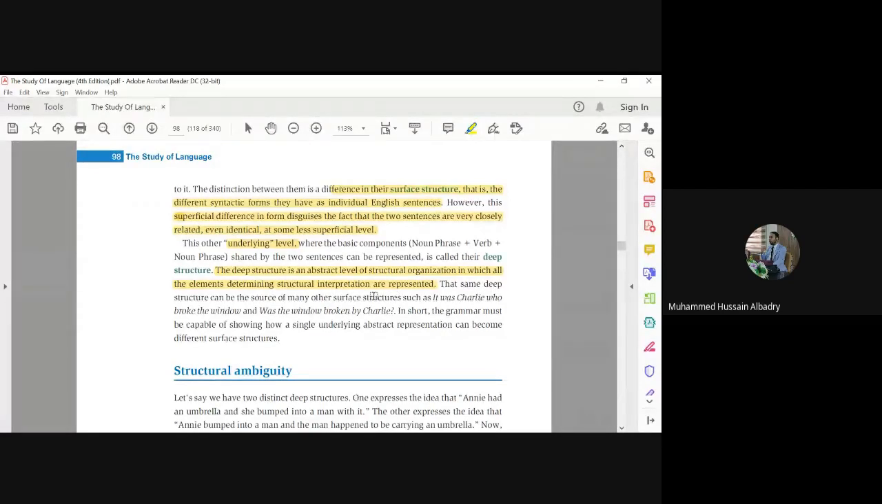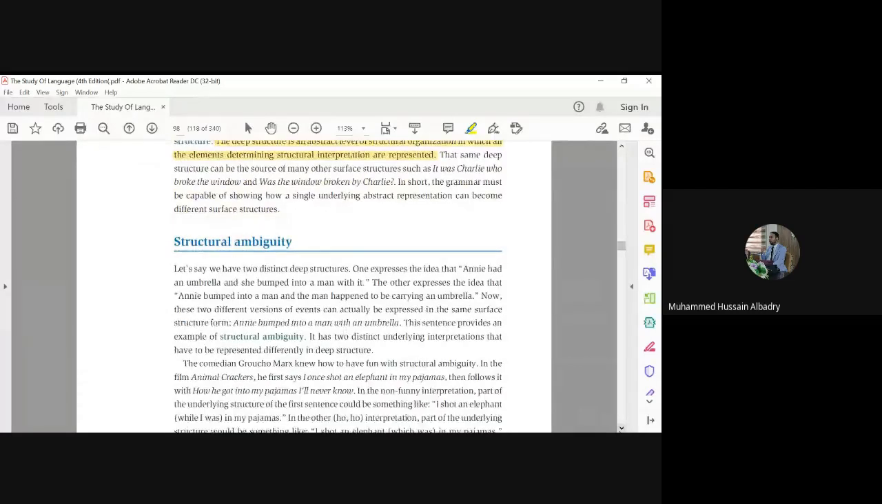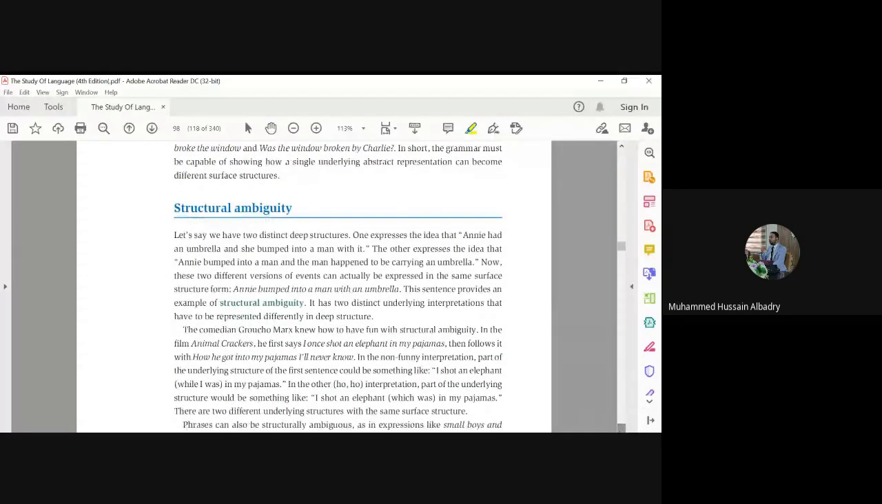Another example. The same deep structure can be the source of many other surface structures, such as the original sentence, Charlie broke the window. It can have many other surface structures: it was Charlie who broke the window, and was the window broken by Charlie. You see, we will understand it in structural ambiguity more and more.